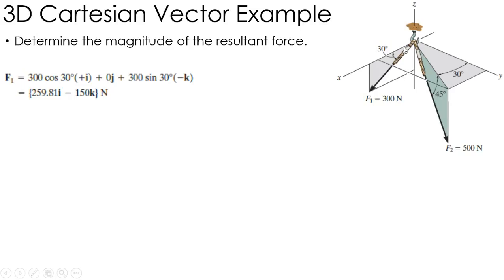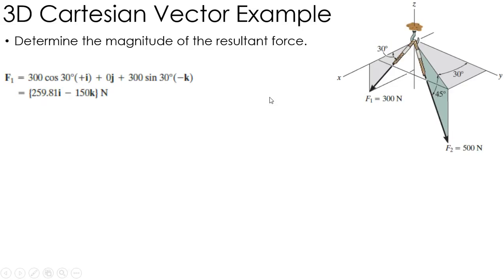F1 is only in the x direction and the negative z direction. So it's 300 cosine, because it's adjacent to the x-axis, cosine of 30 in the i, 300 cosine 30 i. Nothing in the j direction. It's lying in the xz plane, so there's no component in the y direction. And then I've got a negative k of 300 sine 30 given there. And here are the numbers for that calculated out.